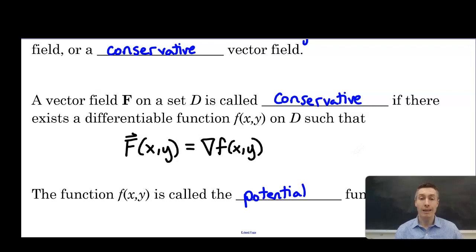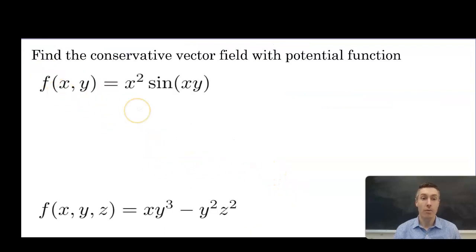But generally speaking, not every vector field is a conservative vector field. It has to have this property that the vector field function is equal to the gradient of some scalar function. So let's actually look at this to understand what it means a little bit more clearly. Find the conservative vector field with potential function f of xy being equal to x squared sine of xy.